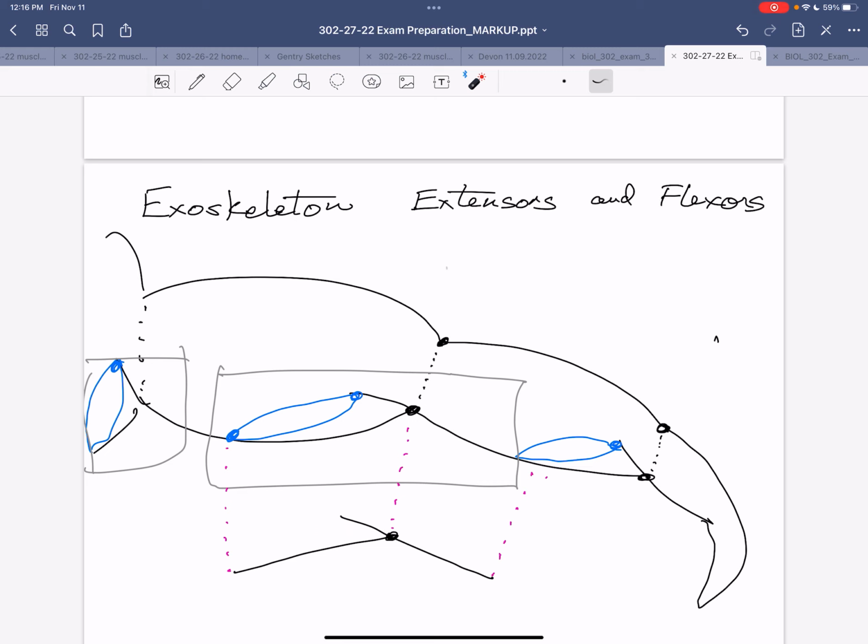So what does the muscle do? The muscle I drew goes from here to here, and of course all it can do is shorten. If it shortens, it's going to pull this down, push this up, and move our limb like this. It is an extensor.